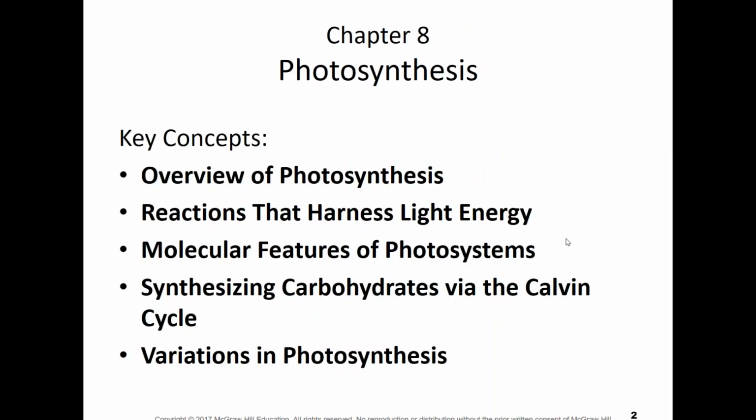So we'll be looking at our key concepts, an overview of photosynthesis. We'll be looking at those reactions that harness light energy called the light reactions. We'll look a little bit at the molecular features of photosystems. Photosystem 2 is the first one, and photosystem 1 is the second one, because photosystem 2 was discovered first, and they involve electron transport chains.